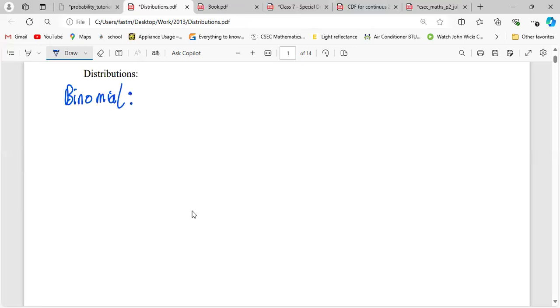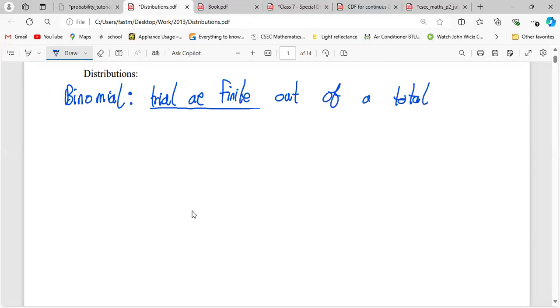For the binomial, the trick is the trials are finite. Meaning there's a fixed number of trials, out of a total. That's a trick when you're reading the questions. I would say, okay, given that 20 baseballs were thrown, what is the probability that 7 out of the baseballs do something? It is worded the same way: a total number of times they do something, or a total number of times something can happen, and I want to know 8 of it, 9, 10, whatever it is. So look out for that type of wording.